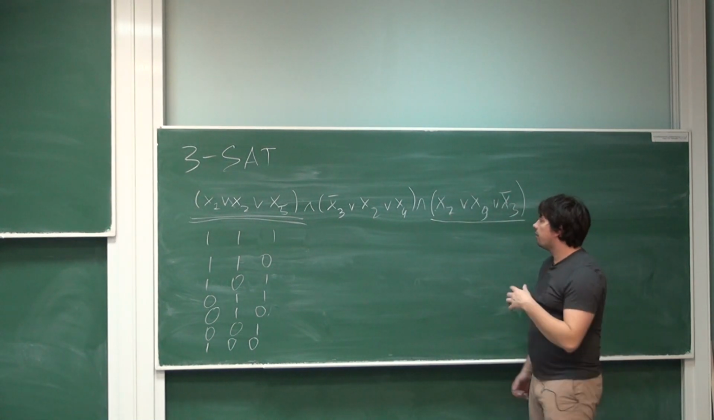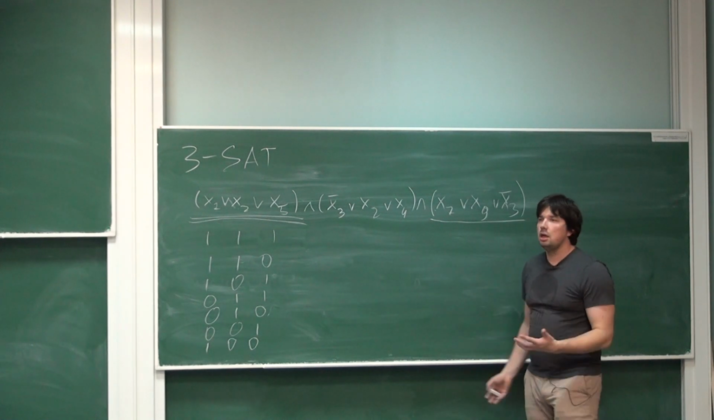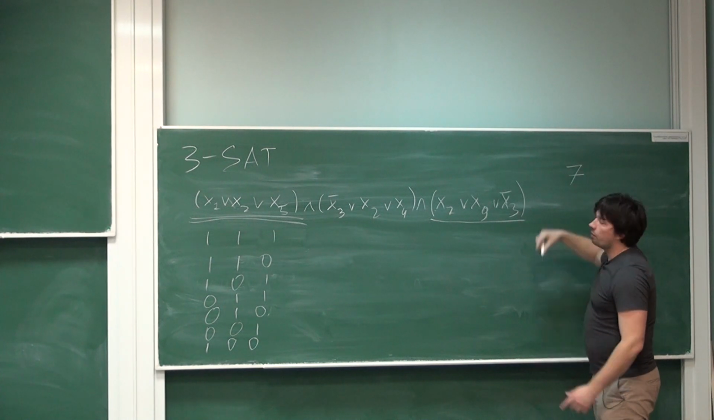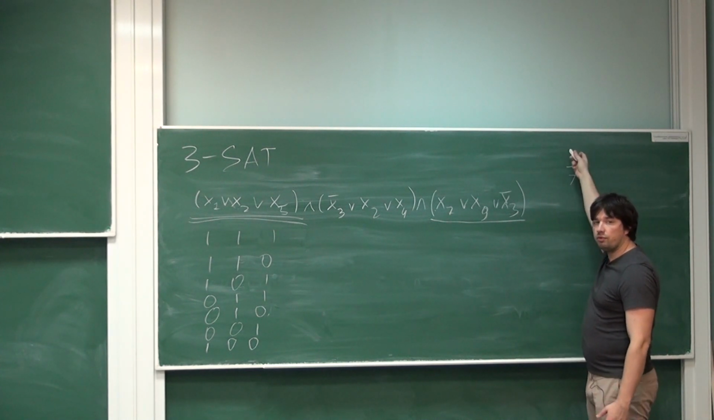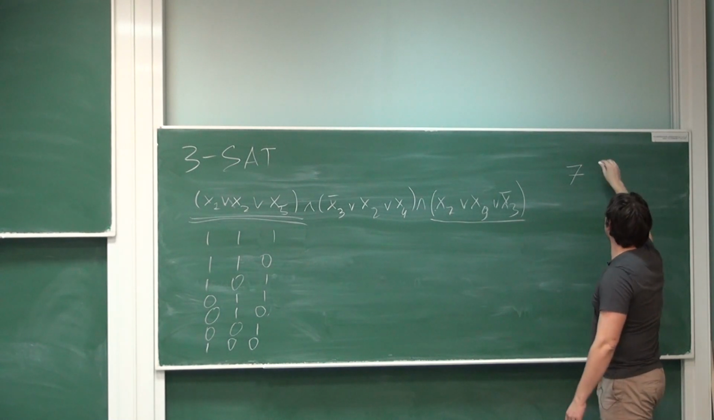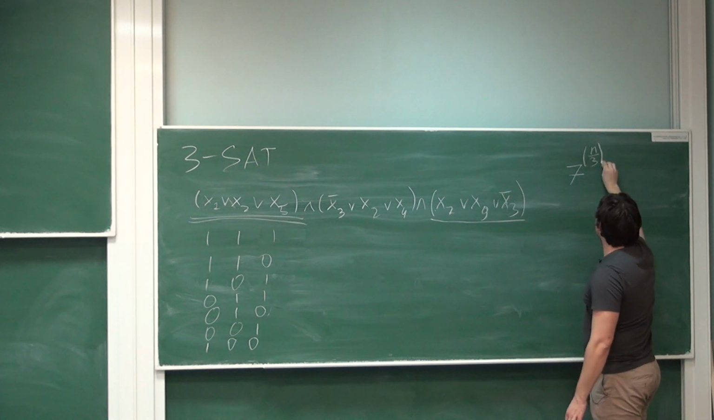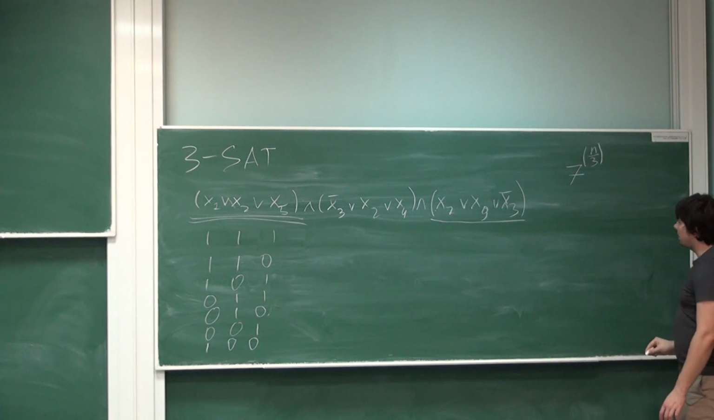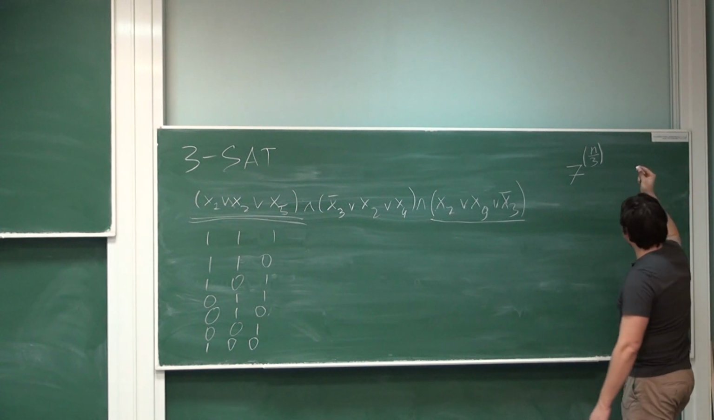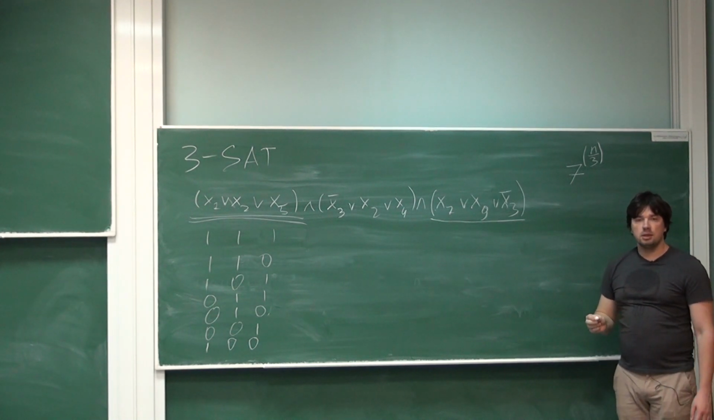So the whole running time would be the size of the search space, which is 7 to the power of the number of triples, which could be up to n/3. So it's 7 to the n/3, which is a little bit better than 2 to the n.